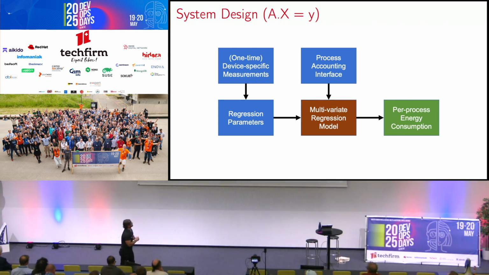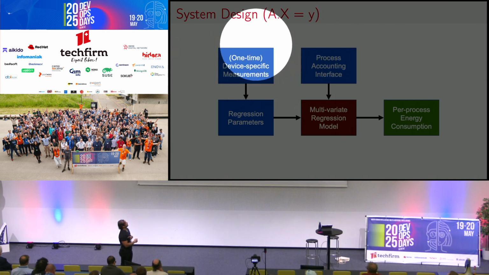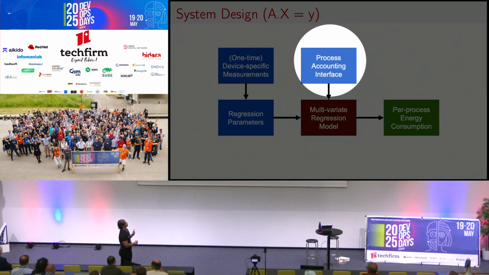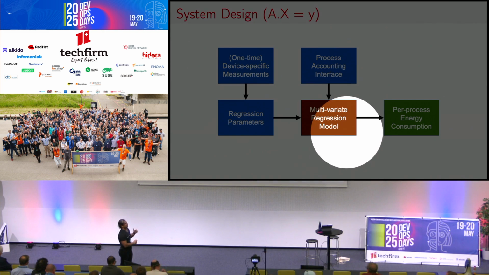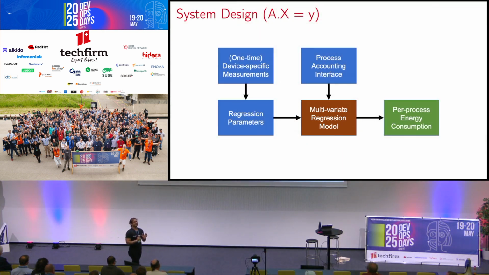We have device-specific measurements. We have the process accounting infrastructure, which combines to give you a multivariate regression. Very fancy jargon. But at the end of the day, I'm just trying to do regression. All you need to do is focus on the equation at the top, AX equal to Y. Really simple, OK? We just take a look at how do X and how do A come through, and we're done with this.